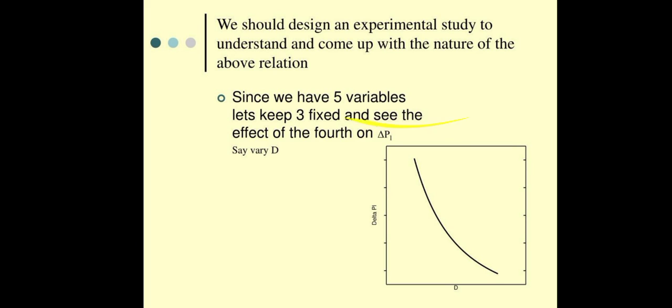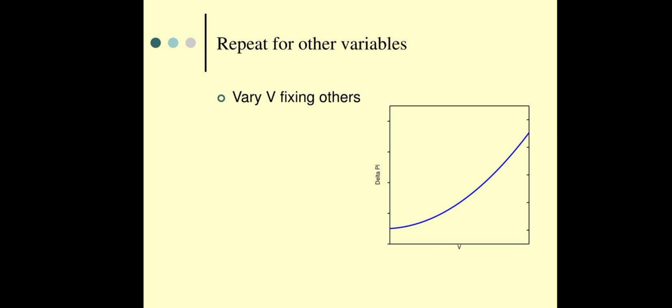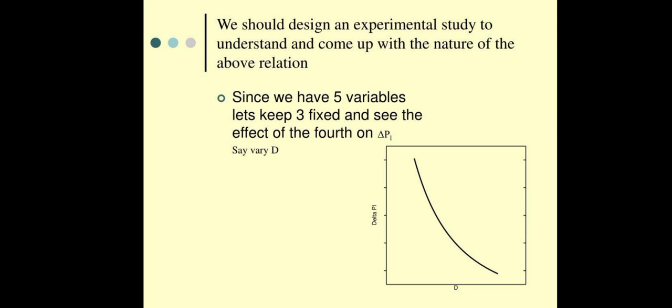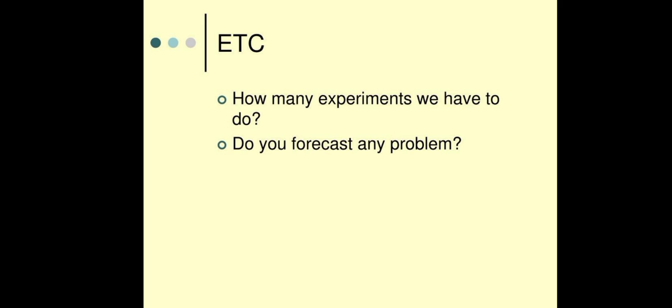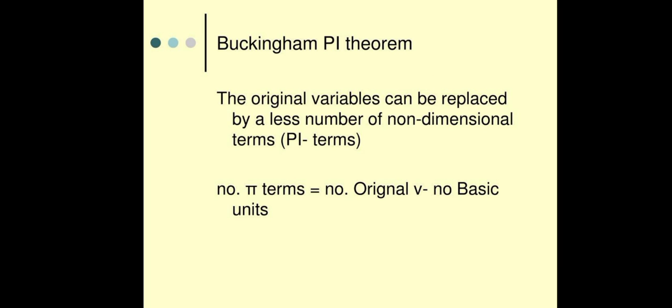We can see next for velocity, here it is directly proportional to the previous values. Here the delta P value has also increased as the velocity of the flow has increased. We can see in the graph a constant increase. In the earlier graph we saw sudden reduction and sudden increment, but here a constant increment and constant decrease is seen. How many experiments would you have to do? Do you forecast any problem in this? Let's see in the next PDF.